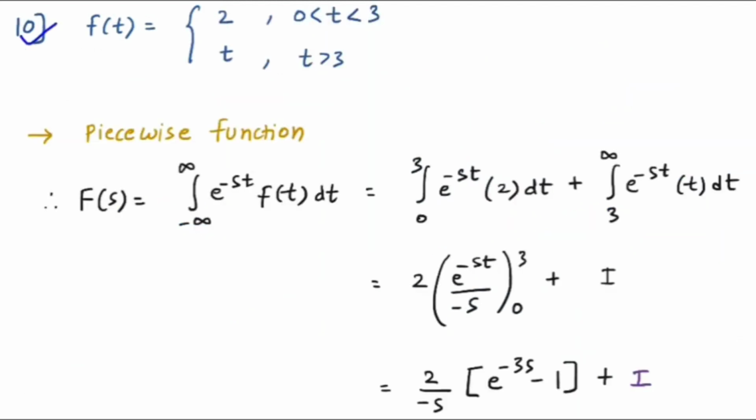If my function is 2 when t is greater than 0 and less than 3, and the function behaves as t when t is greater than 3, tell me what would be the Laplace of this function. Clearly here you cannot use your method 2, which is using the standard result.